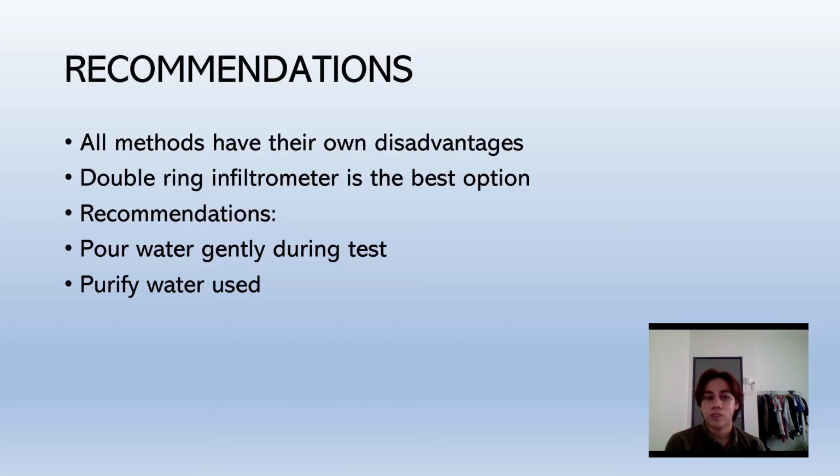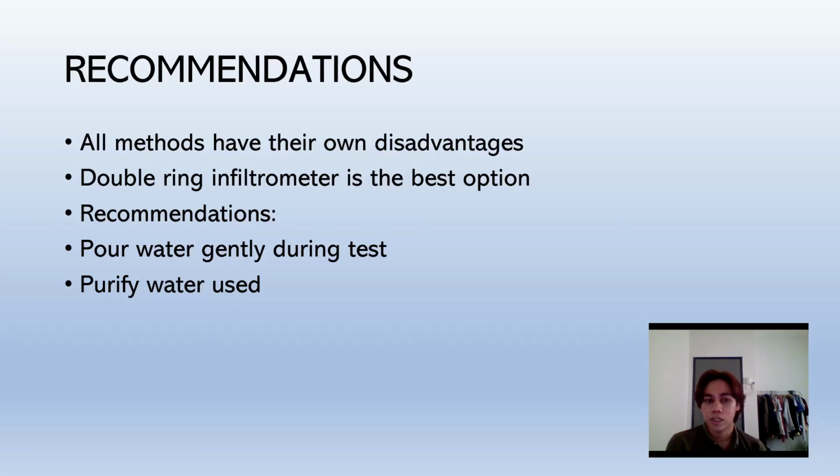So first of all, methods have their own disadvantages. For example, the single ring infiltrometer has a chance of the water spreading out as it infiltrates into the ground. As for the rainfall simulator, it won't be able to cover a large area of space because it is not possible. This brings us to the conclusion of the double ring infiltrometer being the best option. Why? Because it is economical. Many of them can be installed at once, and it also gives better data.